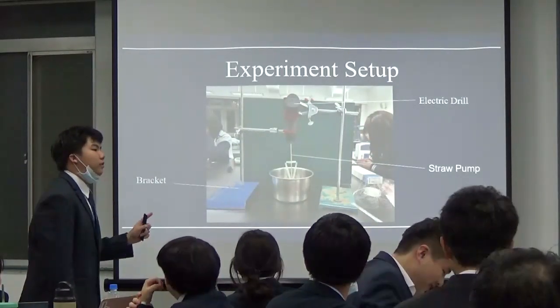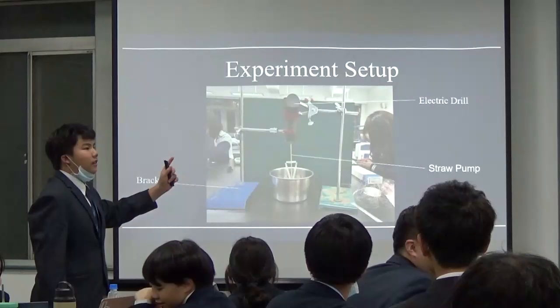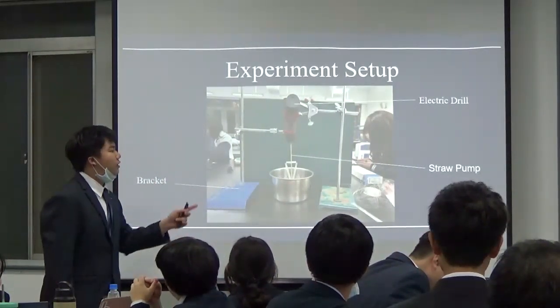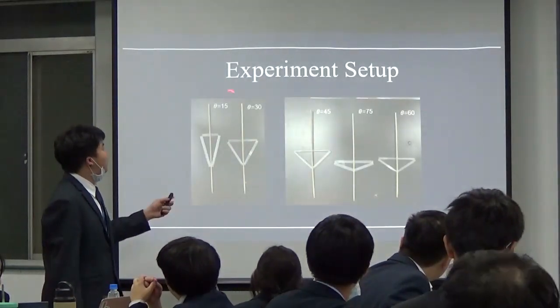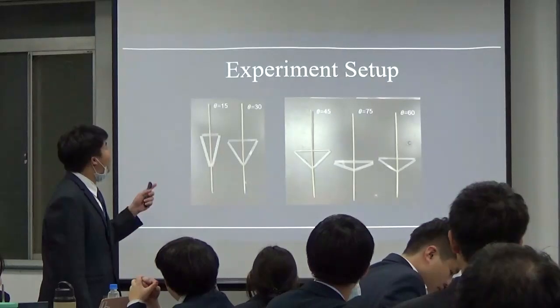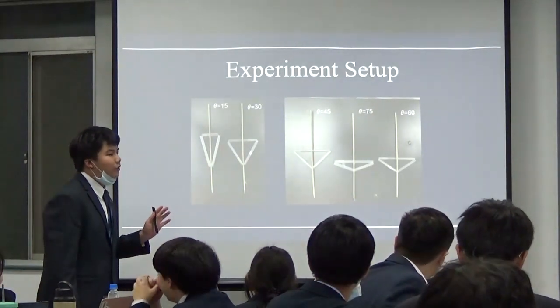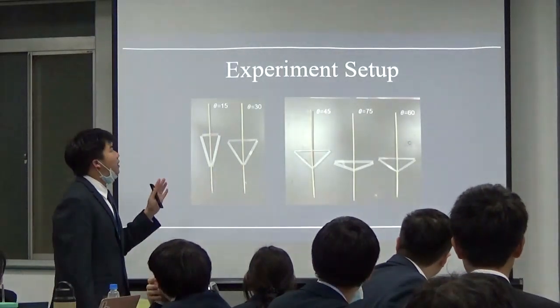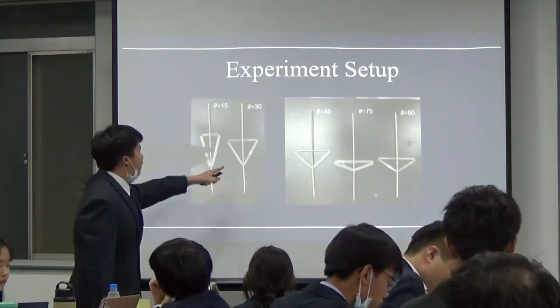We used two brackets to construct our experiment, and also an electric drill to rotate our straw pump. And these are our 5 different angle straw pumps: 15 degree, 30 degree, 45 degree, 60 degree, and 75 degree here.